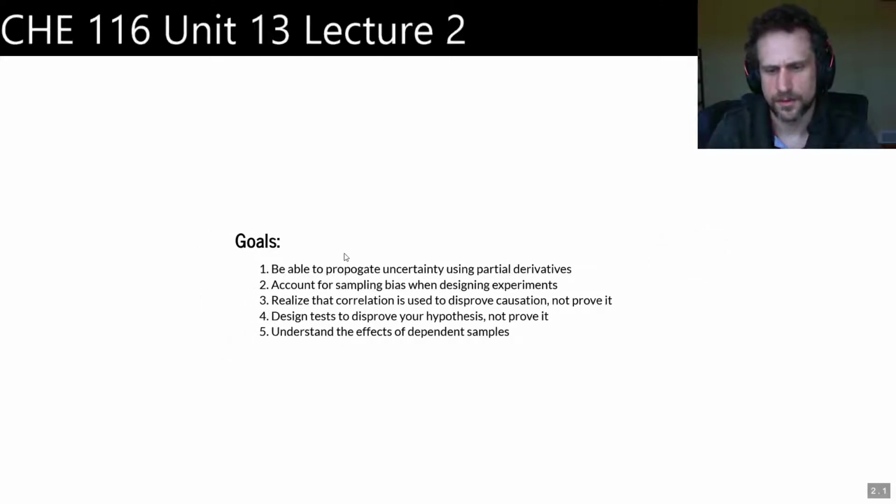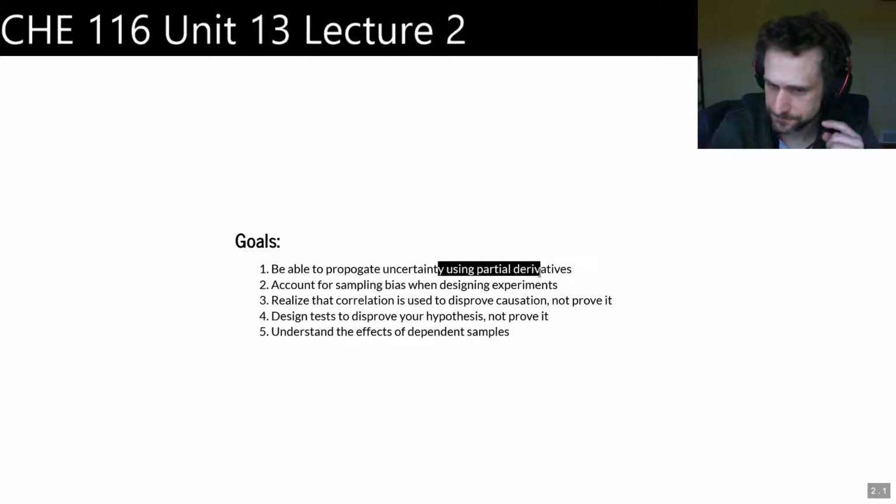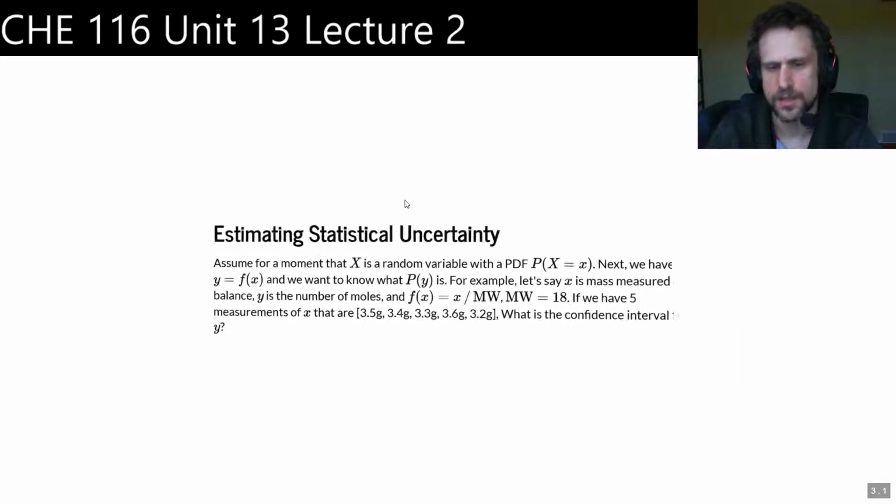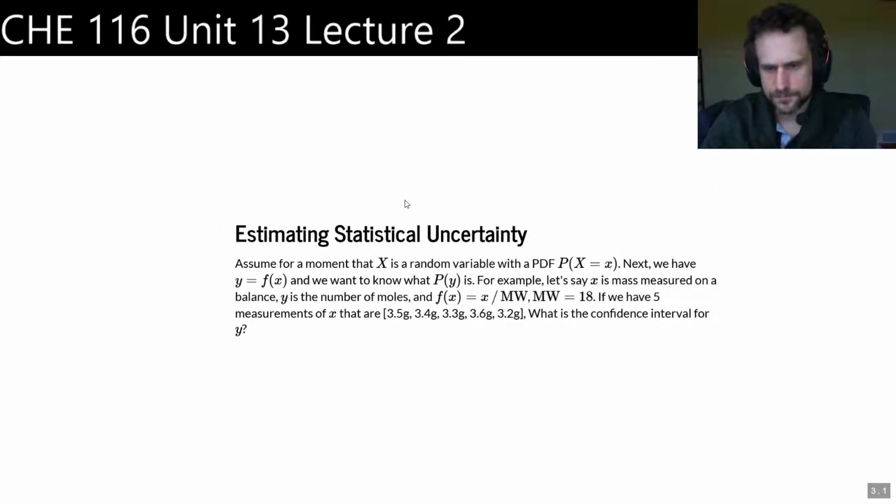Excuse me. So we're going to take a look at how to propagate uncertainty using partial derivatives. And that's the only thing we're going to cover. These other topics we might discuss on Tuesday when we discuss experimental design. So just today we're going to focus on partial derivatives for propagating uncertainty. Okay.